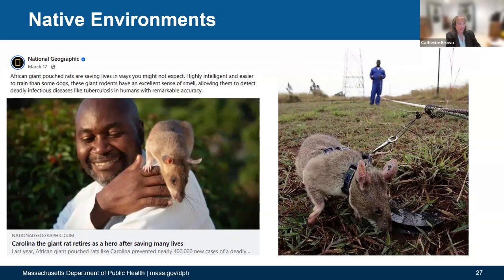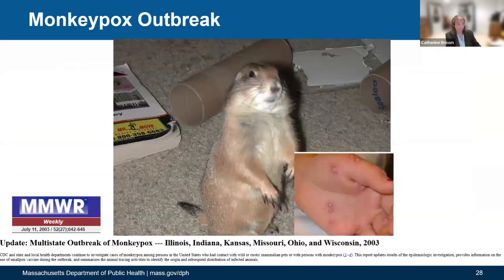And then on the left, you can see this is actually a rat named Carolina, who was used to help identify people infected with tuberculosis. Again, something that she was trained to smell so that she could identify people who needed to receive medical testing and treatment, and also those people could be removed from the public for a short period of time so that they weren't spreading the disease. Really smart animals, even if you're not a big fan of rats.